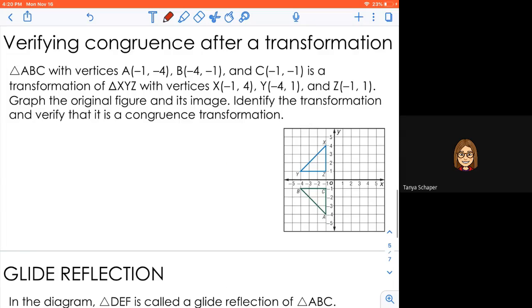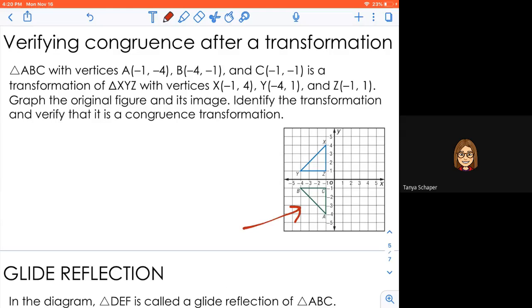Taking a look here, we have two triangles. We have triangle ABC and we have triangle XYZ. So ABC is a transformation of XYZ. We have them graphed and we want to know if it is a congruence transformation. Now we've talked about how to prove triangles congruent: side, side, side; side, angle, side; angle, side, angle; angle, angle, side. We can use any of those reasons here to prove these congruent.